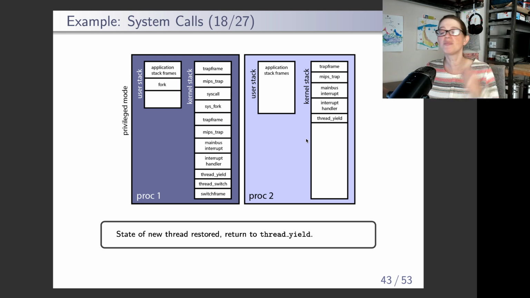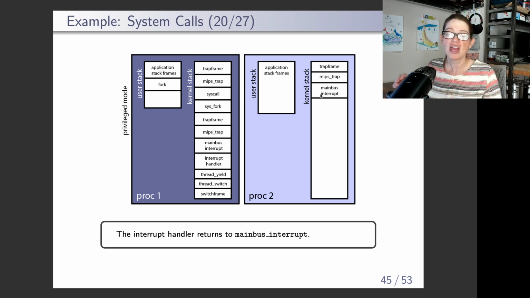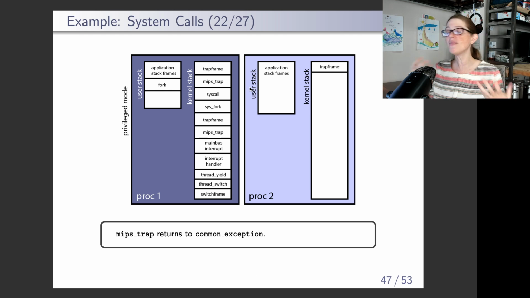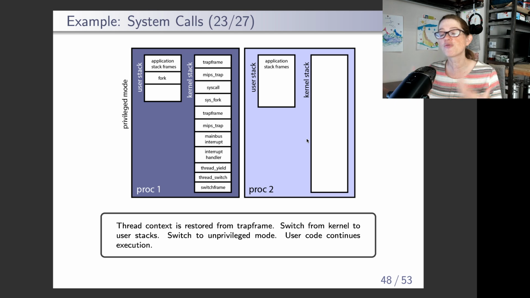So it's going to return from the switch frame, return from thread switch, return from thread yield, return from the interrupt handler from the last time it had been preempted, return from main bus interrupt, return from Mips trap. And then finally we get back to common exception where the trap frame gets restored to the CPU and the thread from process 2 continues running.